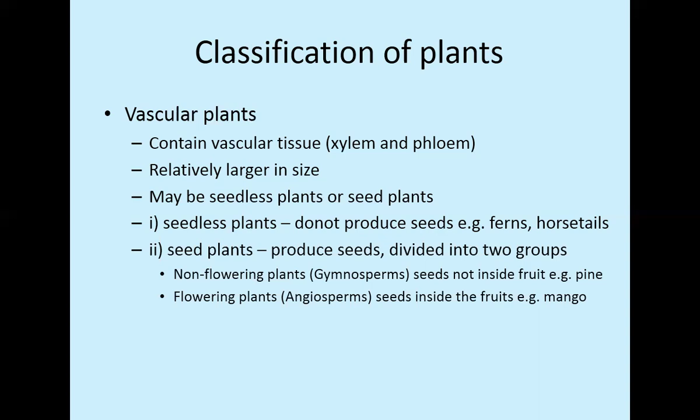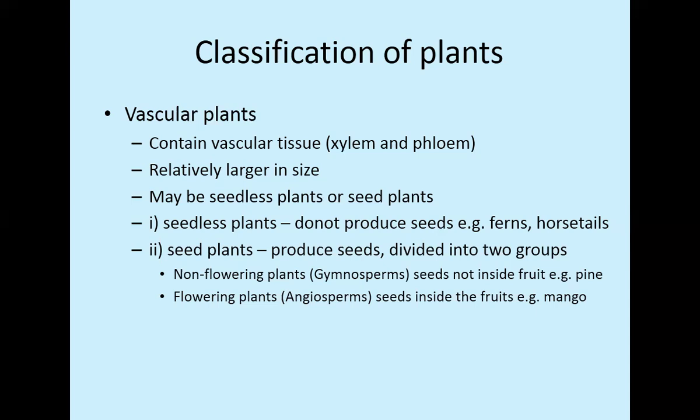So there are two groups of plants which produce seeds. The first group are the non-flowering plants or the gymnosperms. Although they produce seeds as a mechanism of reproduction, they do not have any flowers. Pine tree is an example of a non-flowering plant. Their seeds are produced in special structures which are called cones. So the pine tree has cones on it, and the cones contain the reproductive cells. So the seeds are produced on these cones.